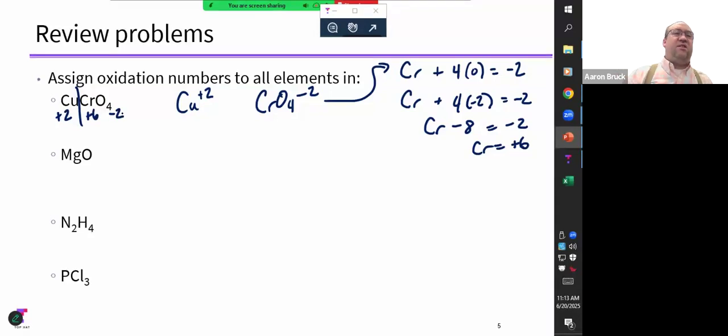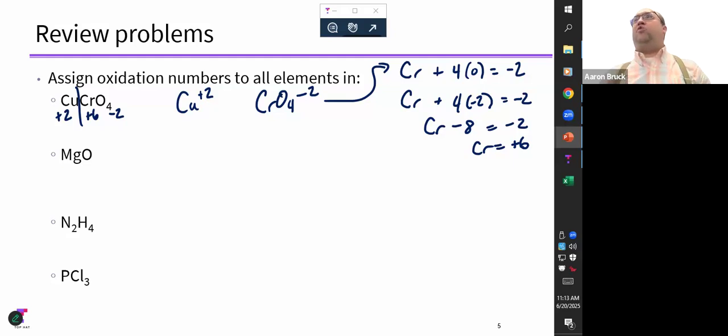And so the oxidation states are +2 for copper, +6 for chromium, and -2 for the oxygen. If I add all of those together, +2 and +6 is +8. And 4 oxygens times -2 each is -8. +8 and the -8 cancel. That's how I have a neutral compound in the copper 2 chromate.